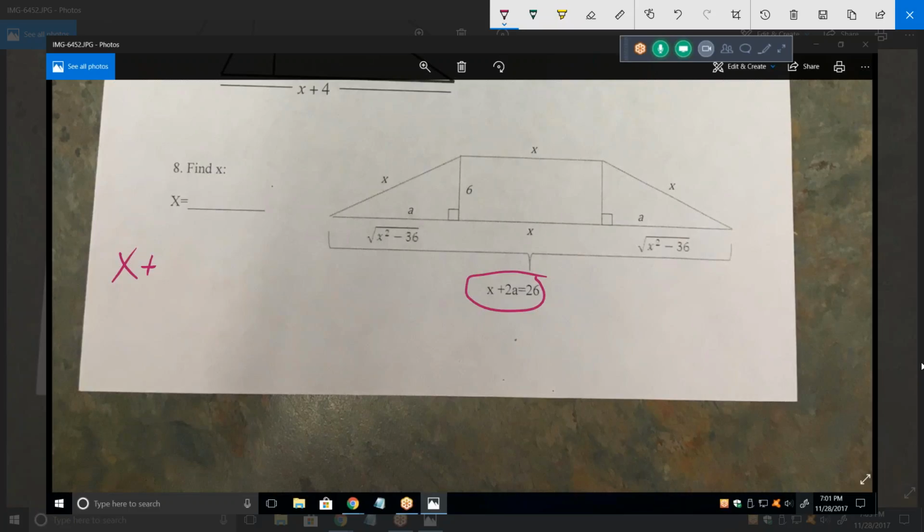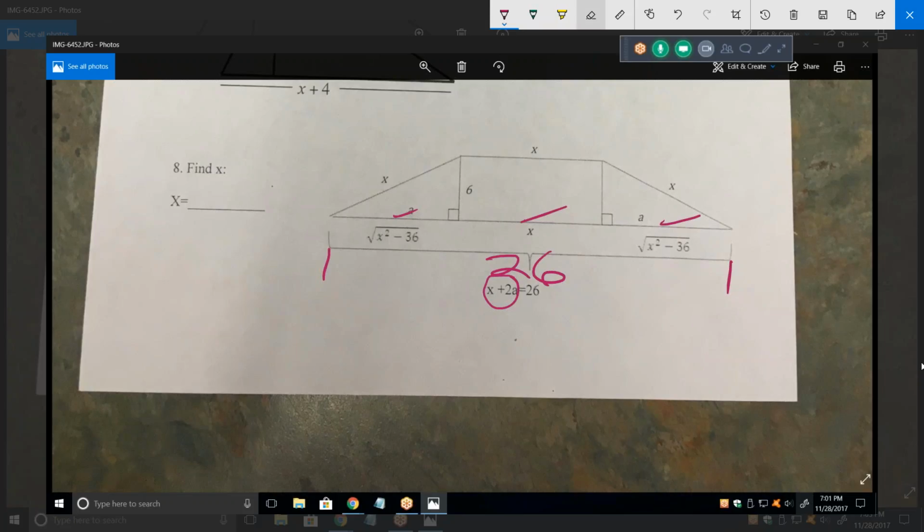This distance here is x plus, I'm confused. Why is that an equation? Oh, because it's x plus 2a, which is this side and that side. So that whole thing is equal to 26, that distance.